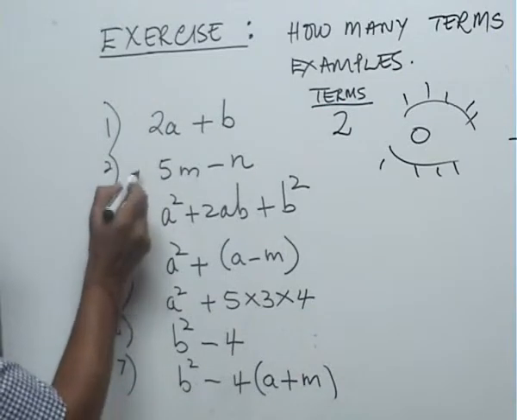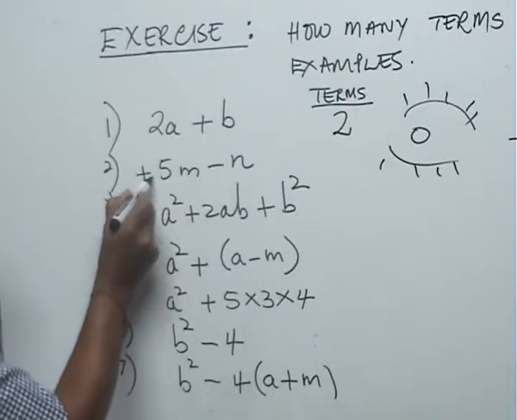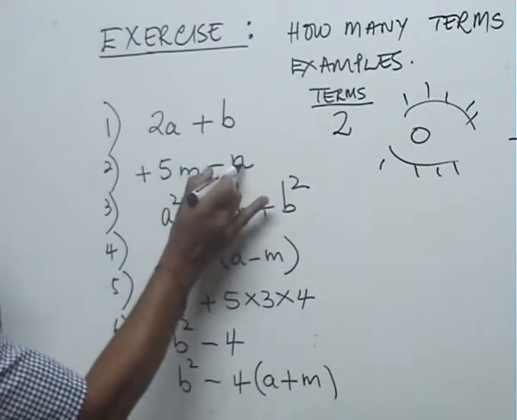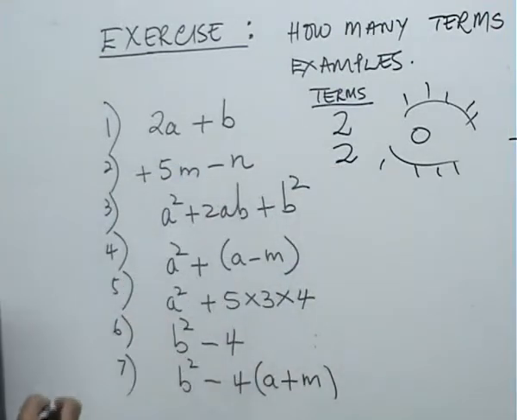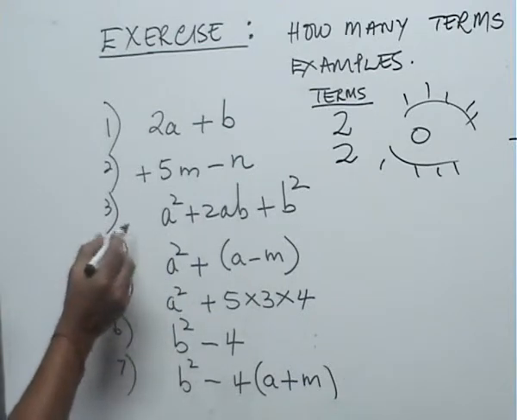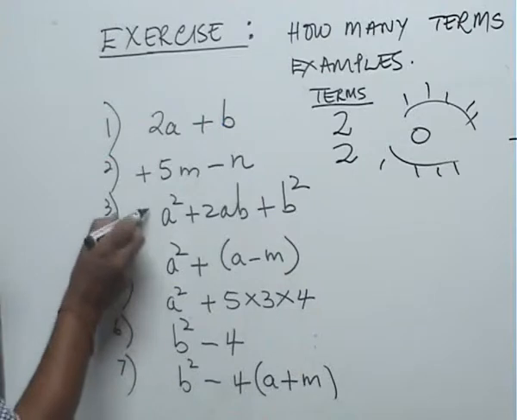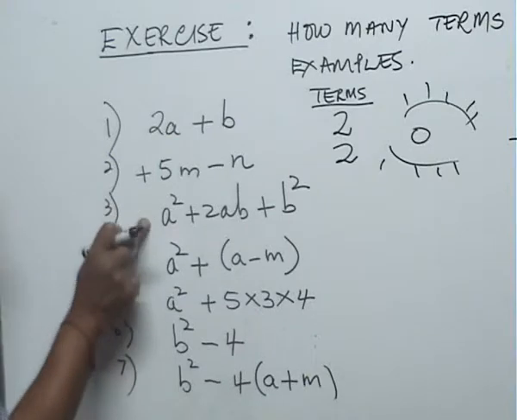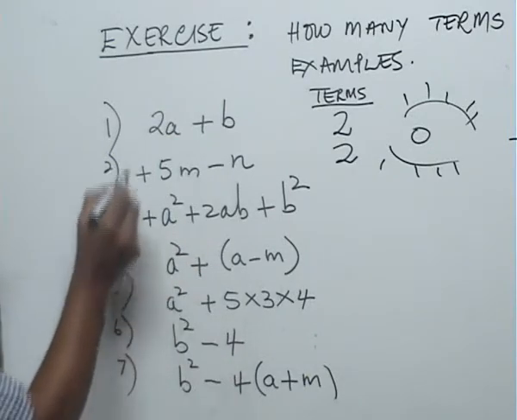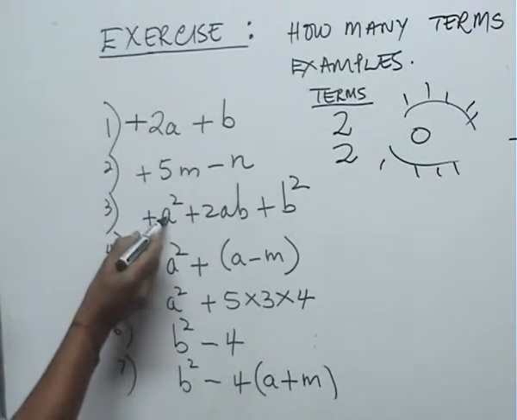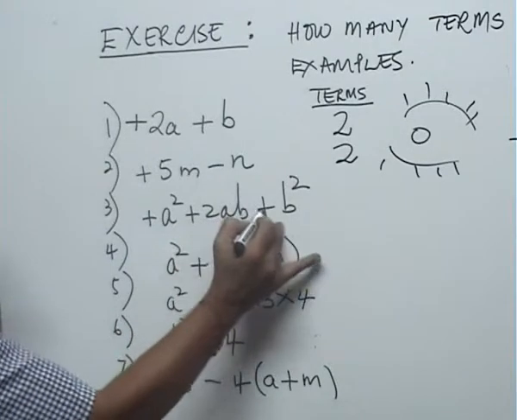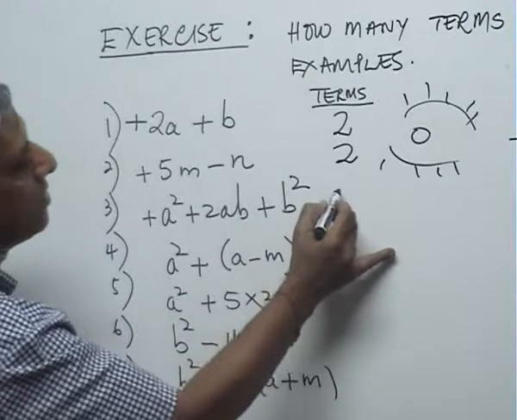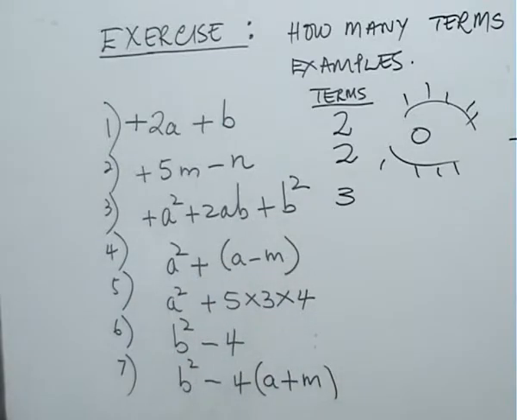If you take number 2, there's a plus that's understood here. So that's 1 term, and then minus n is another term. So they're separated by plus and minus, so the answer is 2. If we look at number 3, then there is a plus that's understood here. I don't have to write it. Understood means in maths that it is there and it's not written. But anyway, I'm just going to write it now to make it clear. So there's 1 term here. Then there's another term from there right till there. And then there's another term from there right till there. So this one has got 3 terms.